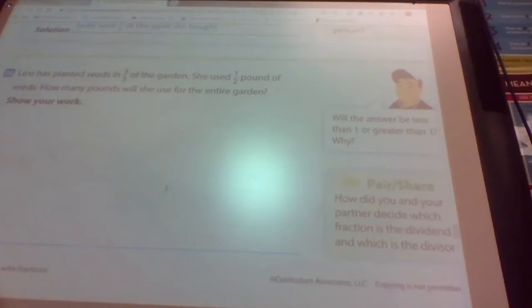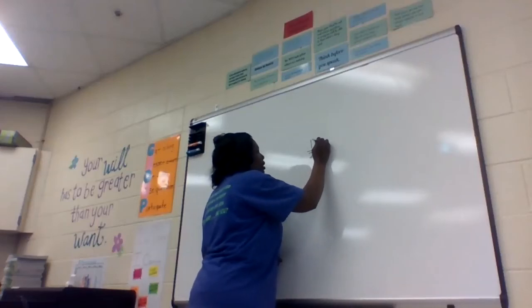Alright, so let's look at that again. She planted seeds in 3/5 of the garden. She has used 1/2 pound of seed, right? So you're trying to figure out how much of the 3/5 is in the half. So that will be 1/2 divided by 3/5. Because it says she used 1/2 pound of seed. So how many pounds will she use for the entire garden? So we gotta see how much of 3/5 is a half. All right, so to do that, we are going to do 1/2 divided by 3/5.